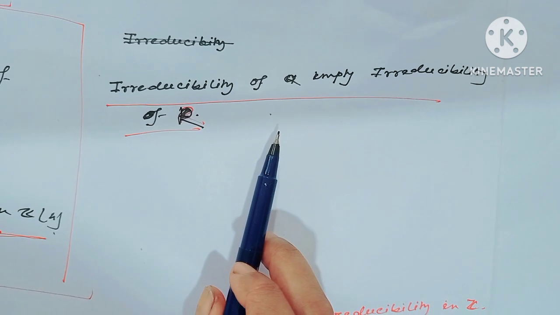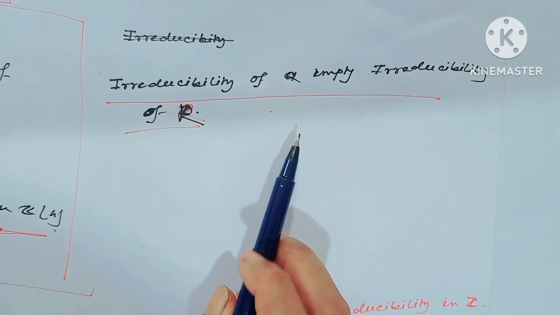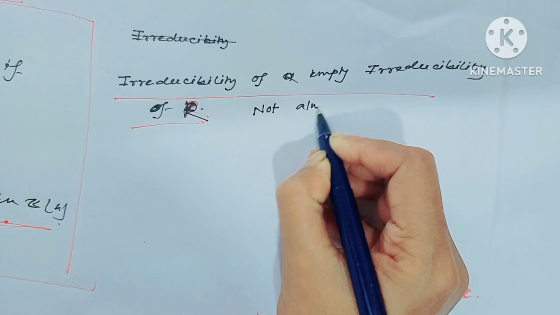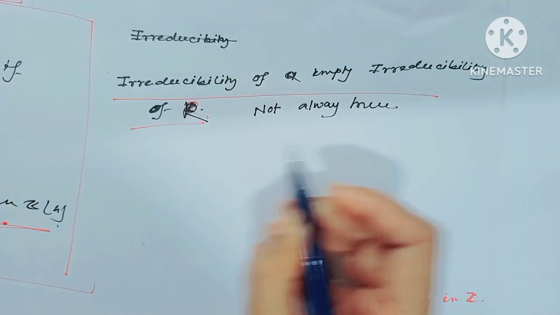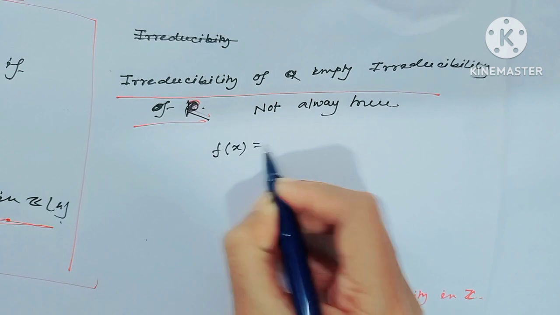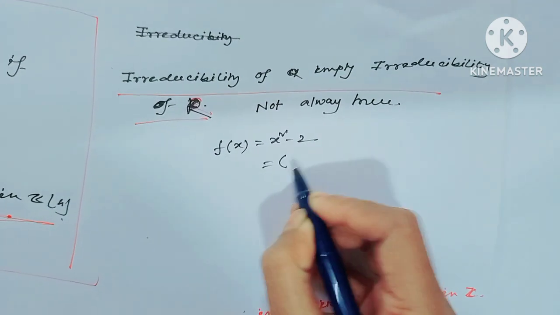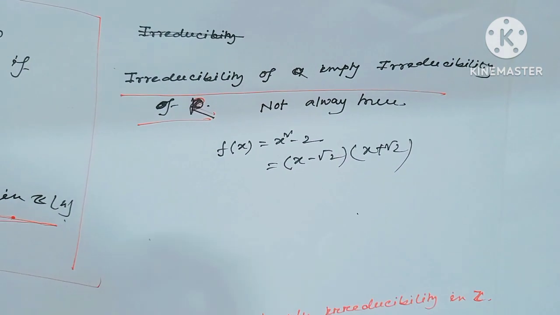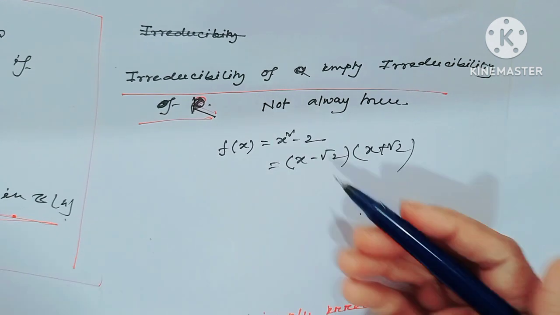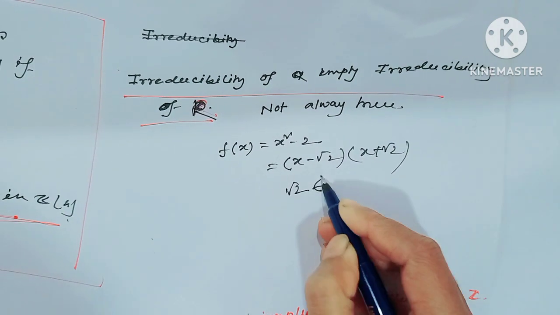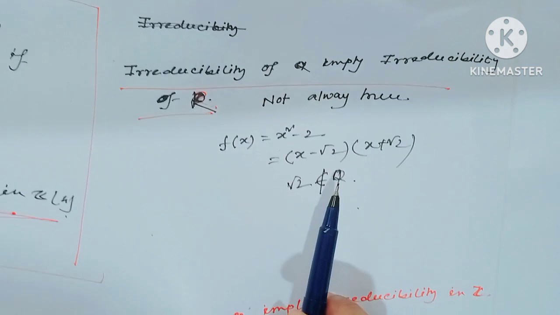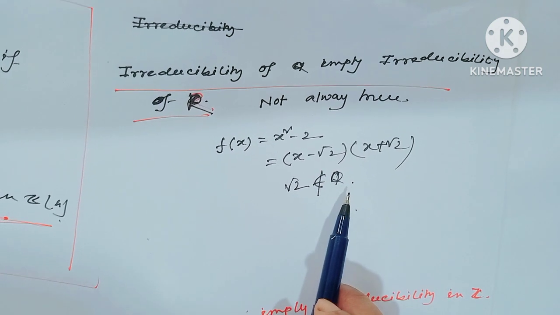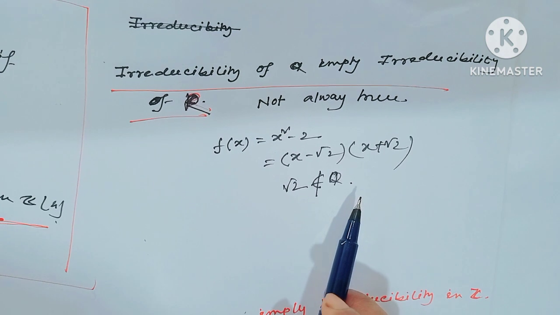irreducibility in Q always implying irreducibility in the real numbers. This is not always true. For this, consider f(x) equal to x² minus 2. This means obviously (x minus square root of 2)(x plus square root of 2). Obviously, root 2 does not belong to Q, so we cannot factor in Q. So, in Q, f(x) is obviously irreducible.